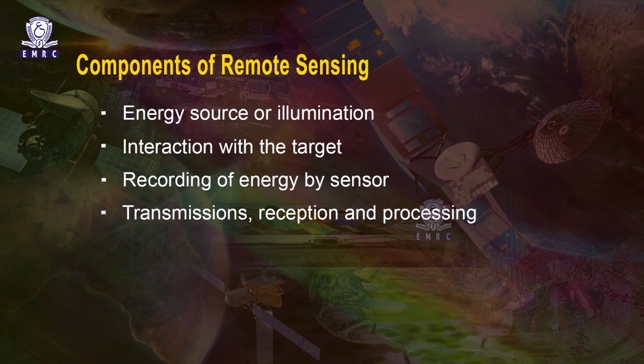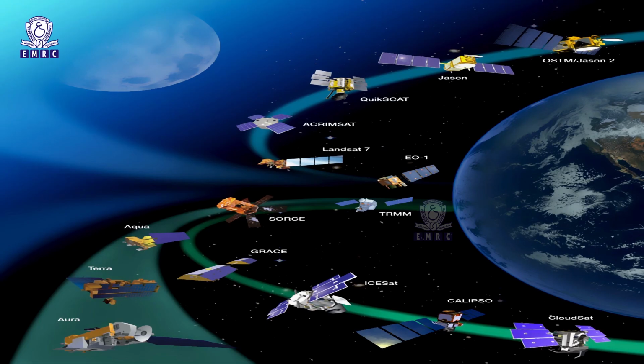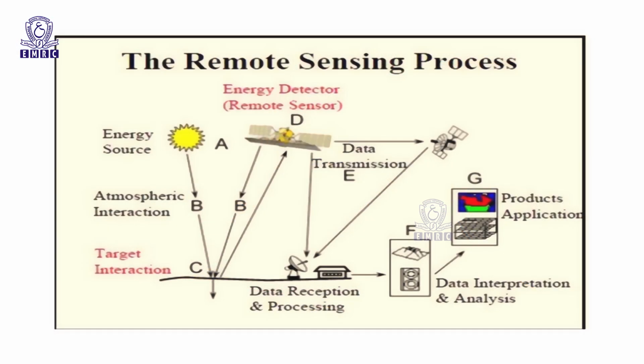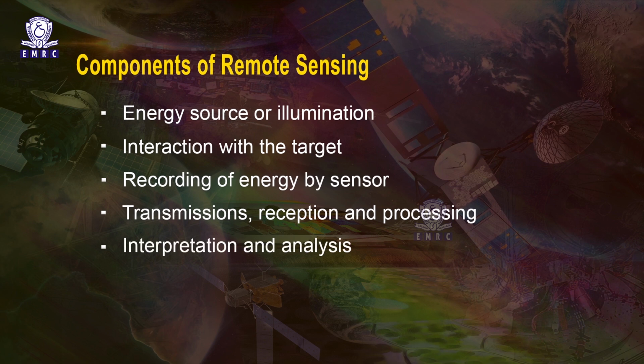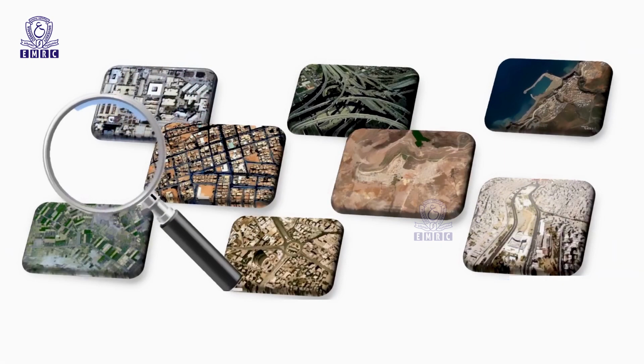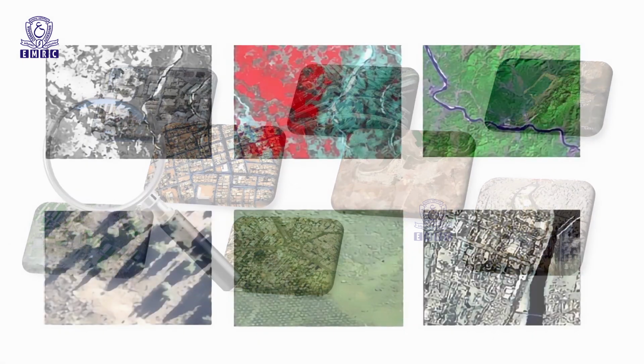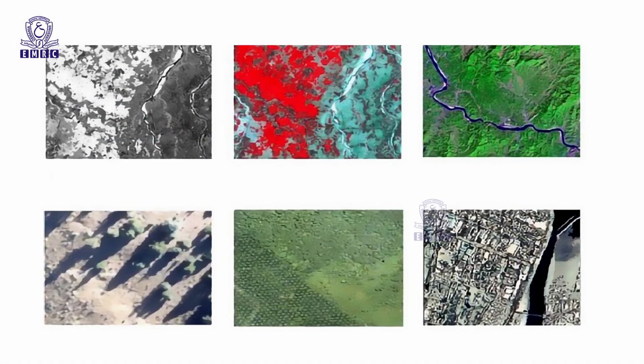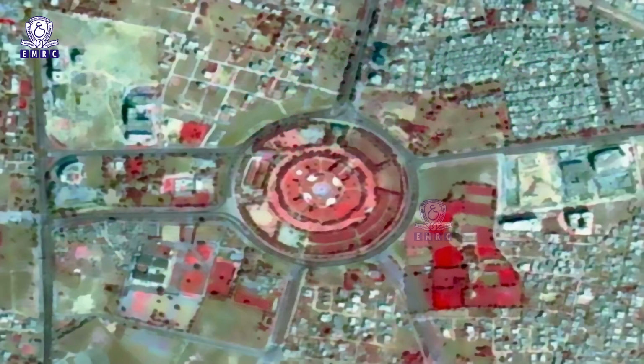Transmission, reception and processing. The energy recorded by the sensor has to be transmitted, often in electric form, to a receiving and processing station on the Earth, where the data is processed and stored in digital form. Interpretation and analysis. Data is interpreted visually and digitally to extract information about the target which was illuminated. Specialized instruments, hardware and software, commonly known as image processing tools, are used for this purpose.